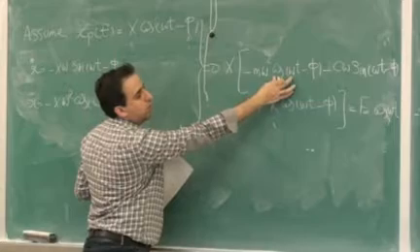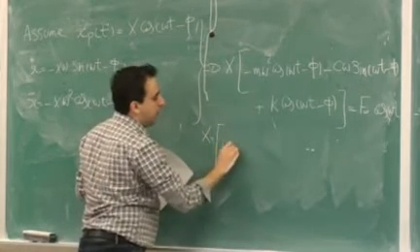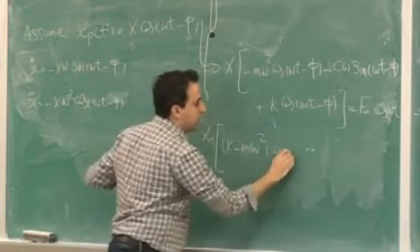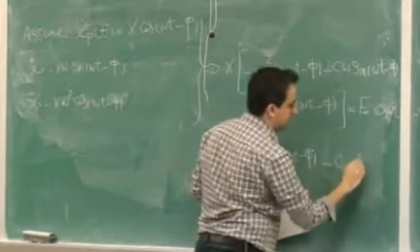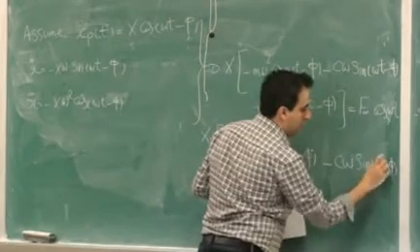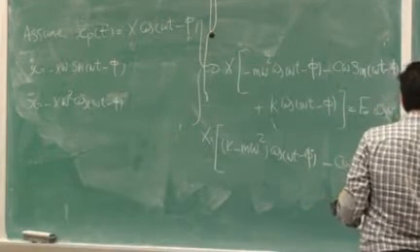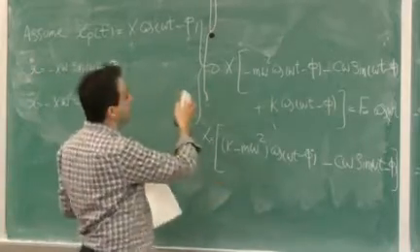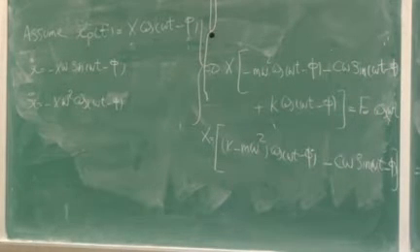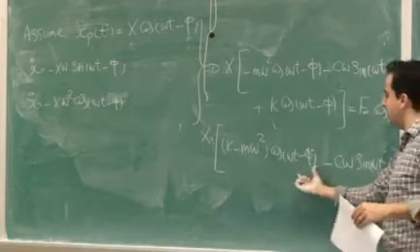I have cosine of omega t here, and cosine of omega t is here, so I can just add these two coefficients. I will get X times k minus m omega squared times cosine of omega t minus phi, minus c omega sine of omega t minus phi. The right hand side is F0 cosine of omega t. It doesn't have any angle. All right, the right hand side must be equal to the left hand side.